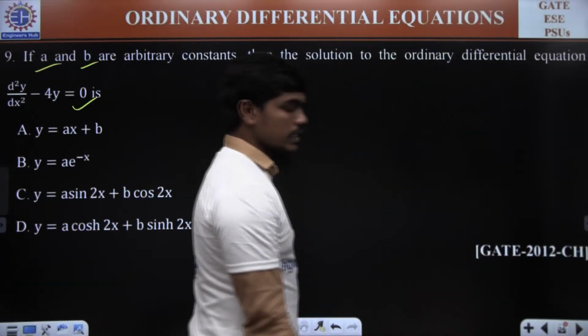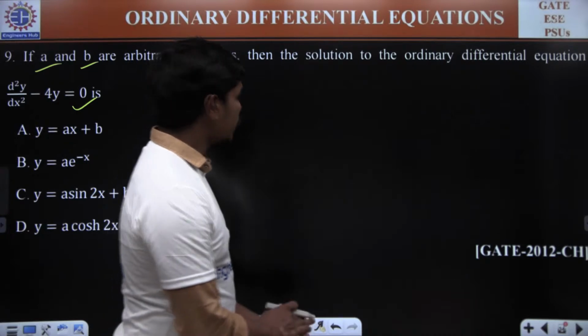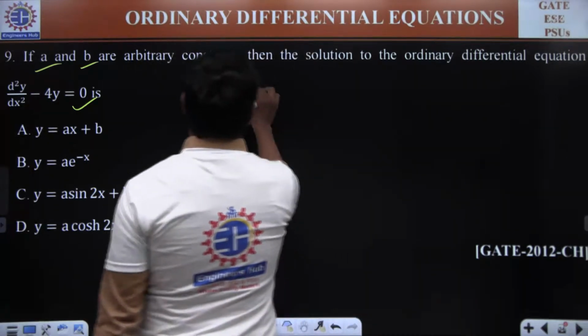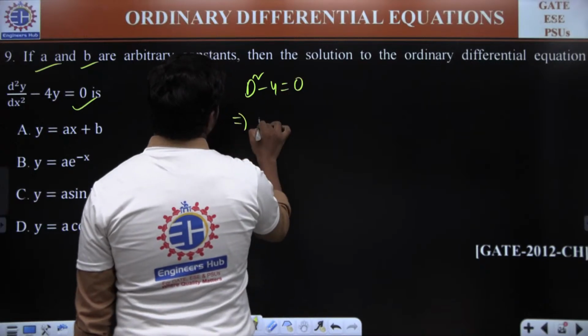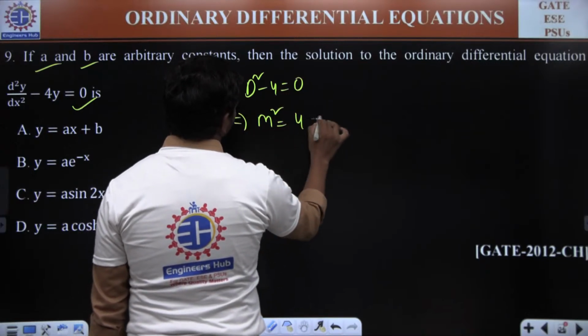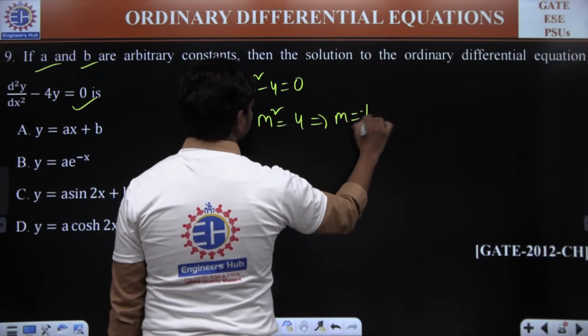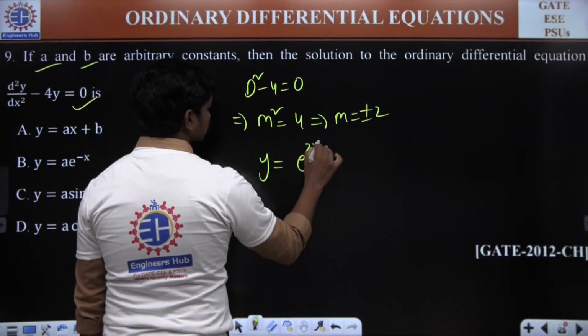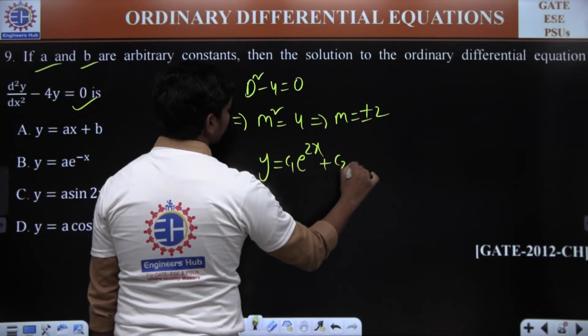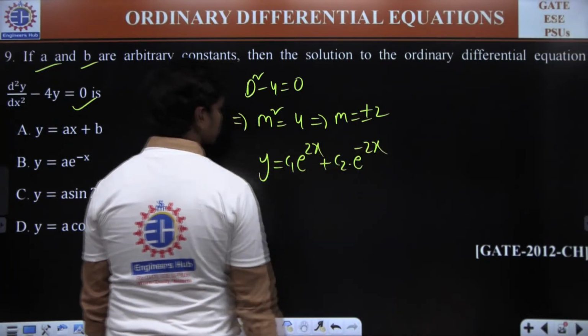Yeah, this is the question. Basically, it's given. Let me solve. So the auxiliary equation will be D square minus 4 is equal to 0. So which means m square is equal to 4. So m is equal to plus or minus 2. So y is equal to c1 into e power 2x plus c2 into e power minus 2x. This is the solution. Correct?